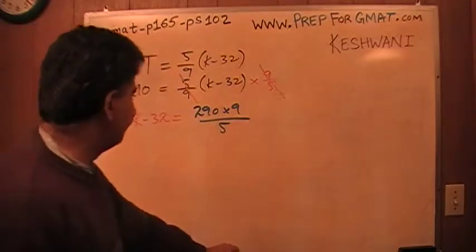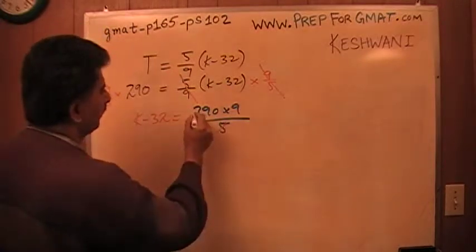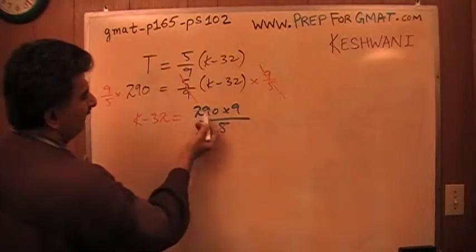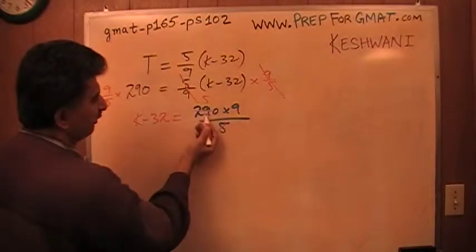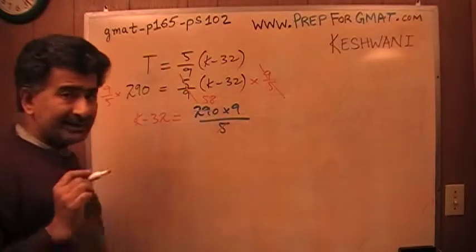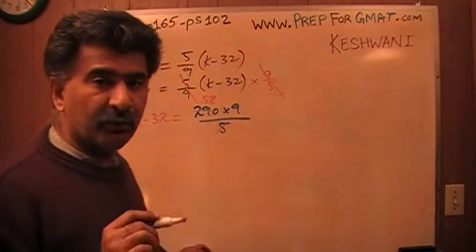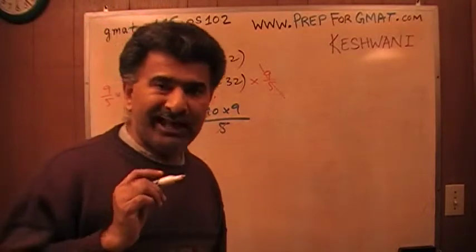So let's see what we can do. 5 will go into 29 5 times. That leaves me with 4. 4 becomes 40 here, and that's 8. And these are some of the things you have to be able to do in the exam, and not only be able to do in the exam, but do it with sufficient speed and with accuracy.